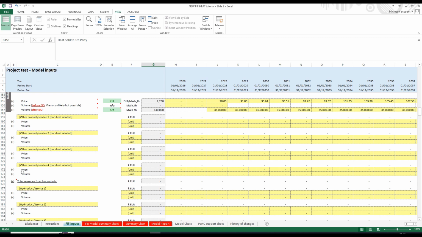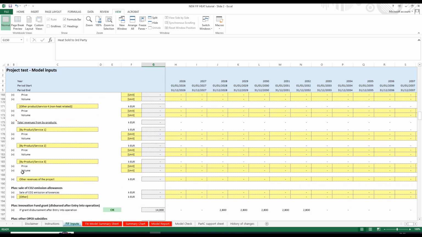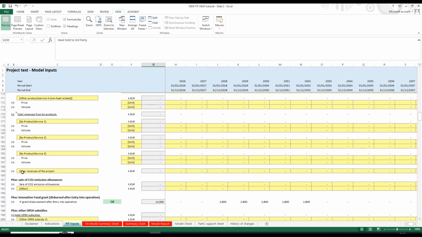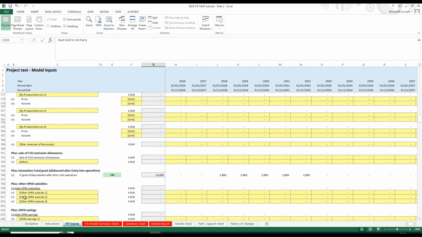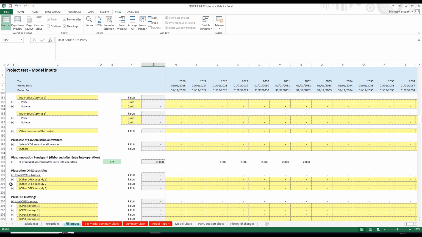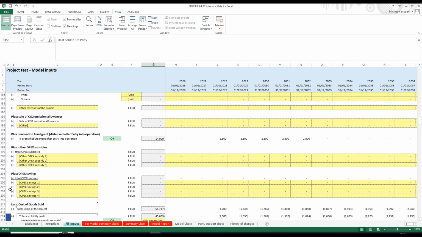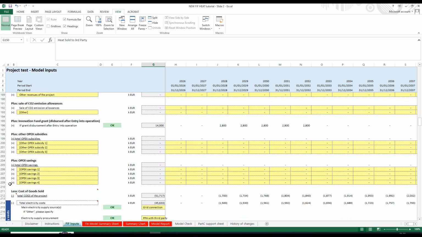Next, the template shows the pro rata allocation of the Innovation Fund grant by calendar year during the disbursement period. This is calculated automatically. If you expect national state aid subsidies or other EU funding during the operational period, enter this information in the following rows. After that, you may indicate any OPEX savings. We now move to OPEX.